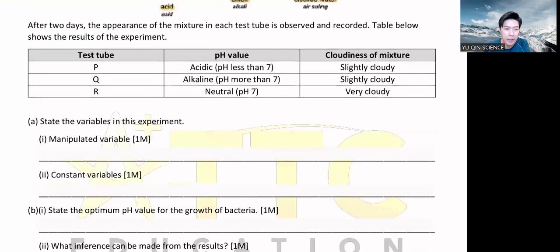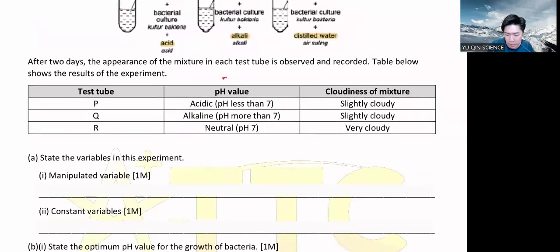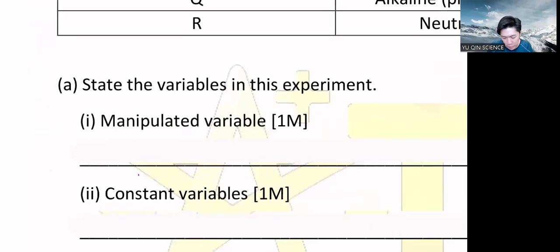Now, manipulated, responding and constant variables. You remember all this? You can copy from the table. Always in section A, you must find out your manipulated and responding variables first. On the table, we know the manipulated variable is pH value, and the responding variable is the cloudiness of the mixture. Those are the two different variables you have. Constant variable means things must be fixed, or things must be fair. So always remind yourself it has to be something measurable.